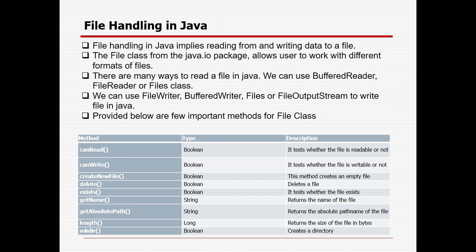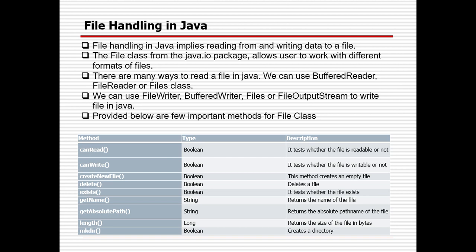So first we will start with input output in Java. Whenever we are talking about Java input output, file or folder will come into the picture. File handling in Java implies reading from or writing data to a particular file. The File class from the java.io package allows the user to work with different formats of files. In case there is a file, the two objectives are that you will either read the file or write the file. After reading it, you can manipulate some data: you can modify some data, remove some data, or add some data.